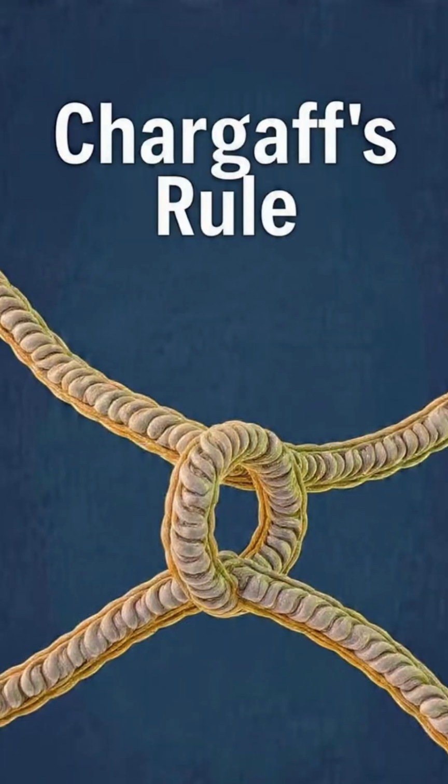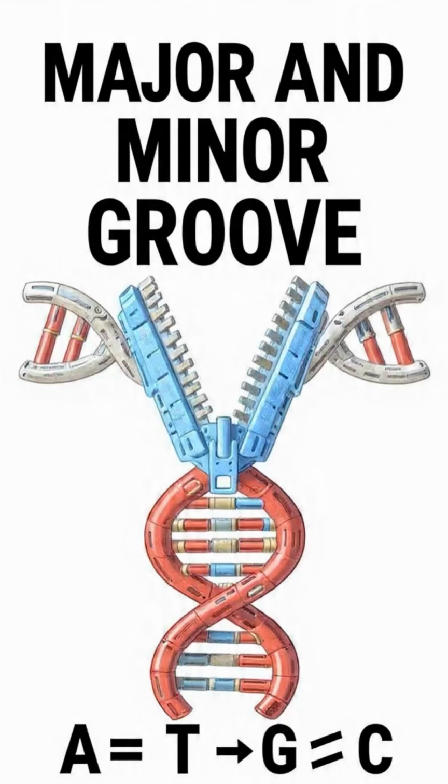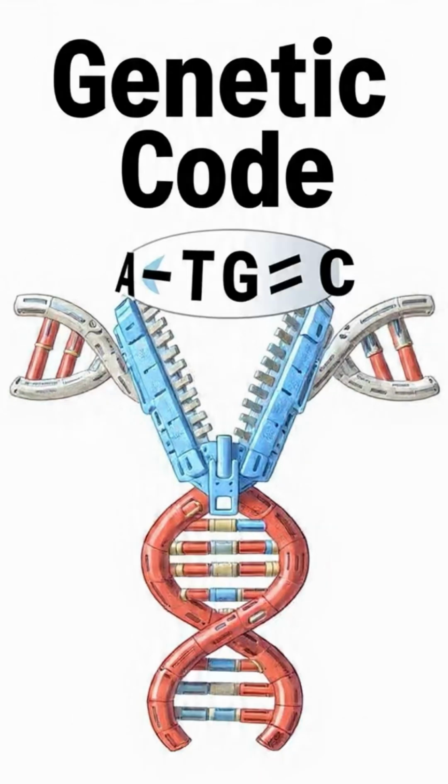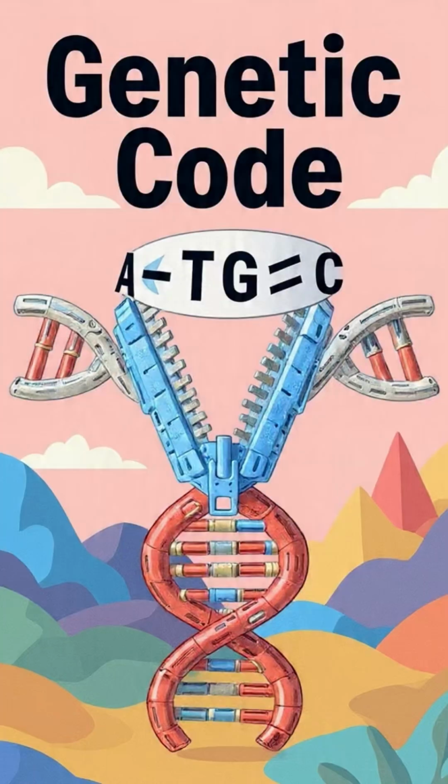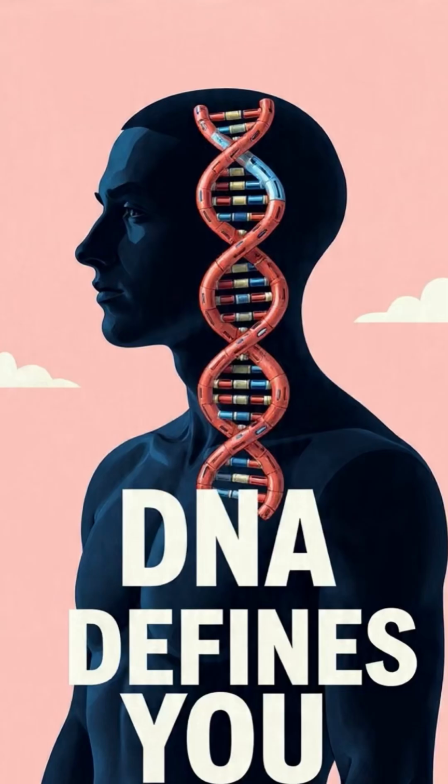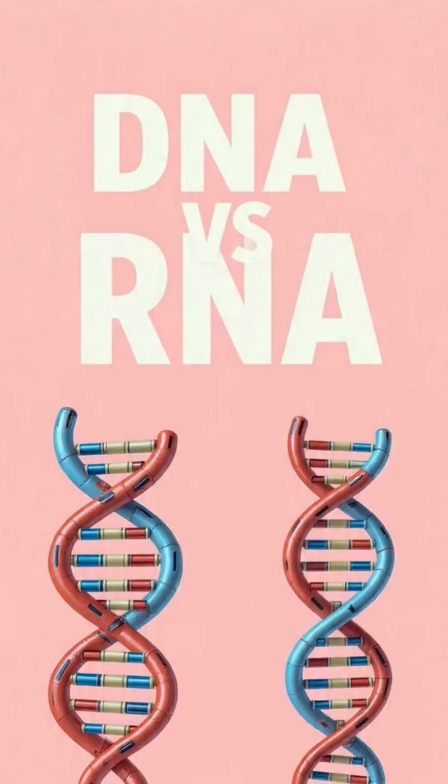Scientist Chargaff discovered that the amount of A equals T and the amount of G equals C. This supported base pairing theory. The twisting creates grooves, major groove and minor groove. Proteins bind here during gene expression. The sequence of bases A, T, G, C forms the genetic code. This code determines traits. DNA acts like a blueprint. It contains instructions to build and maintain an organism. Your eye color, height tendency, and many traits are influenced by DNA.